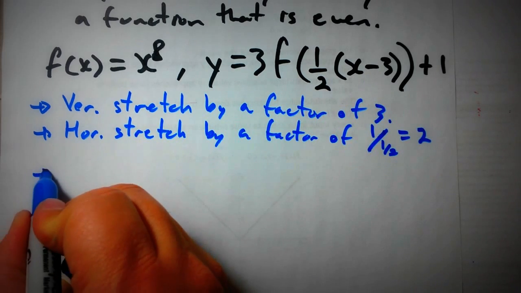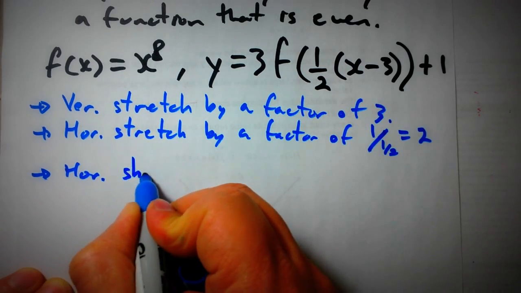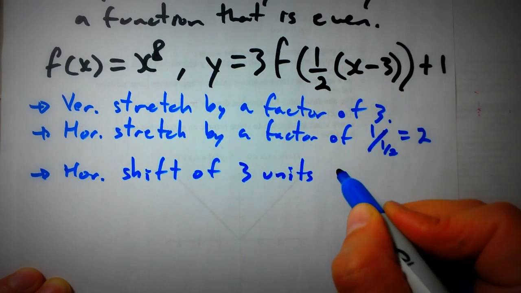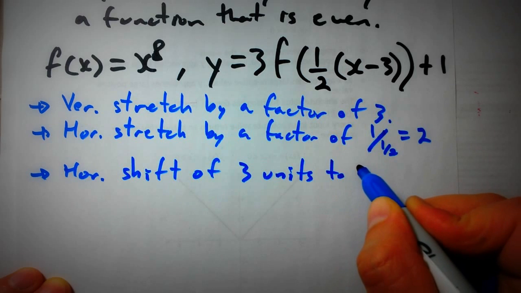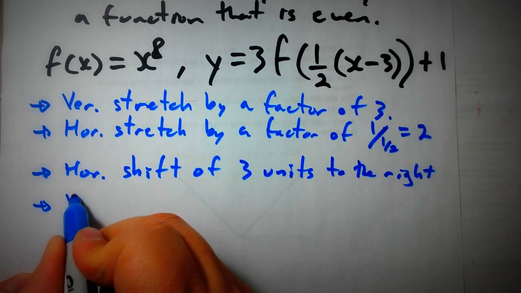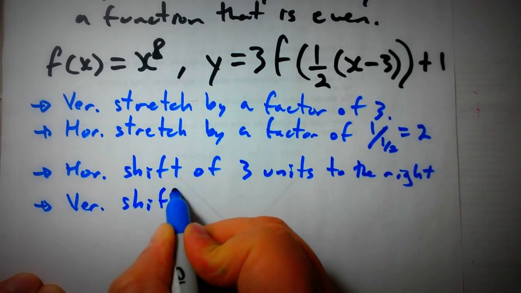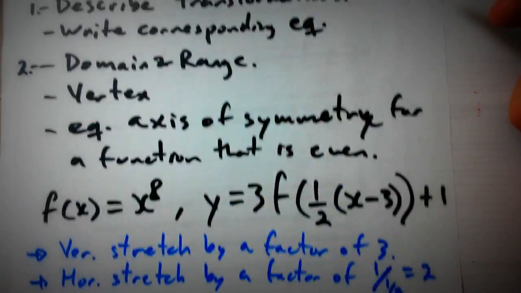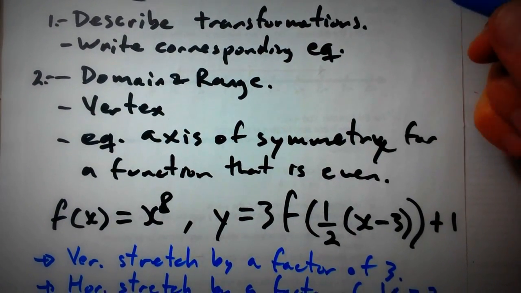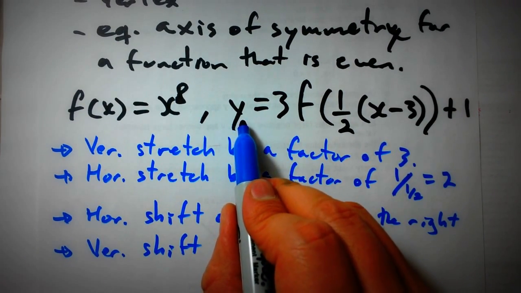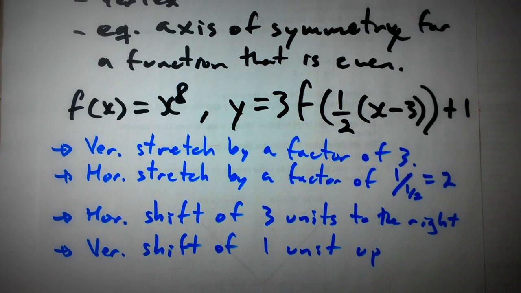There's also a horizontal shift of 3 units to the right, and a vertical shift of 1 unit up. Okay, so we've described the transformations. Now they ask us to write the corresponding equation. So if this is the transformation shown in function notation, let's write it using the equation, the corresponding equation.